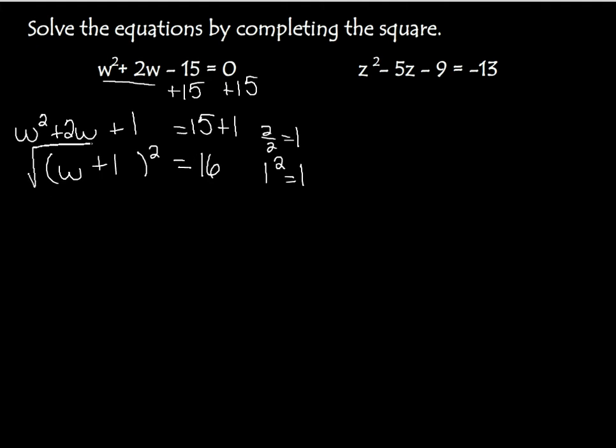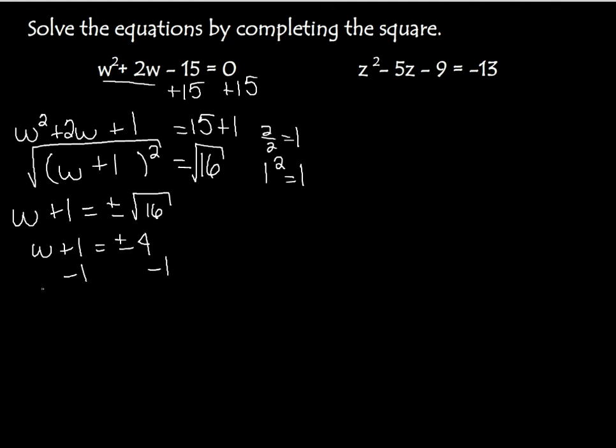I'm going to take the square root of both sides. So I'm going to have w plus 1 equals plus or minus the square root of 16. The square root of 16 is 4. So I'm going to have w plus 1 equals plus or minus 4. I'm going to subtract 1 from both sides because I want to get w by itself. So w equals negative 1 plus or minus 4.